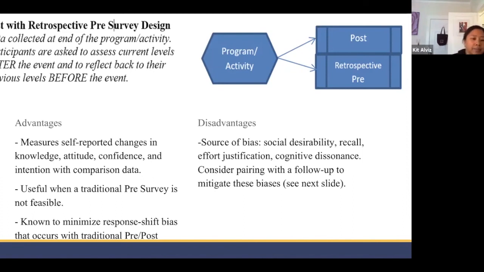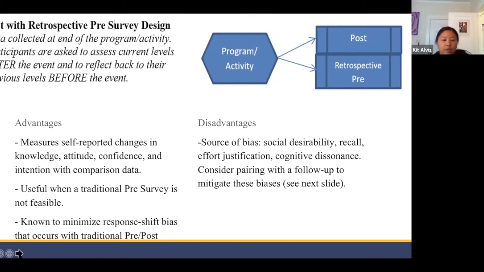And so the advantage here is that you can report self-reported changes again, but the difference between this and the post survey is that this time you can actually measure magnitude. So you can see the point differences between the post and retrospective pre. That's the comparison data, and it's useful when a traditional pre-survey is not feasible. It's also, like I mentioned, known to minimize response shift bias.